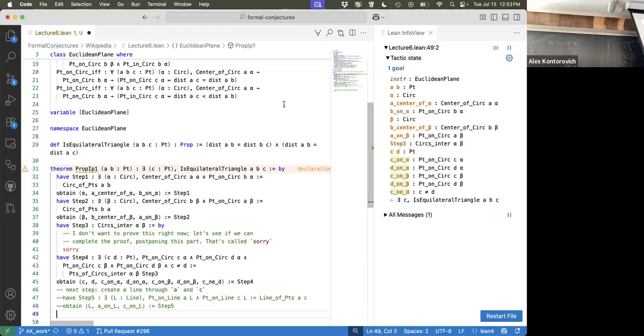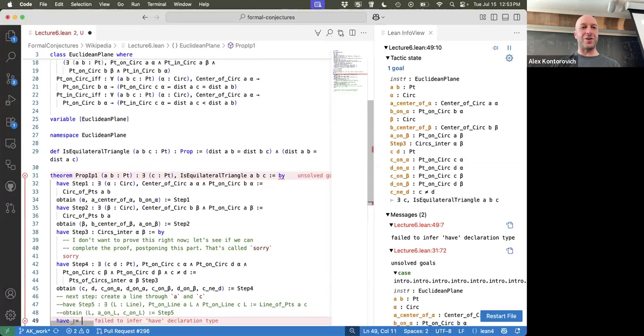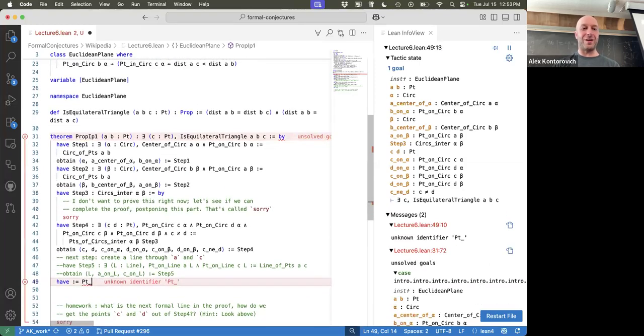Let's think about what we have. We have points A, B, and C. We have that A is the center of the circle. We have that B is on the circle, and we have that C is on the circle. That will be able to tell us something about the equality of the distances. Okay, so let's try to build that up. So have, and what was that called? Point on circle if and only if.